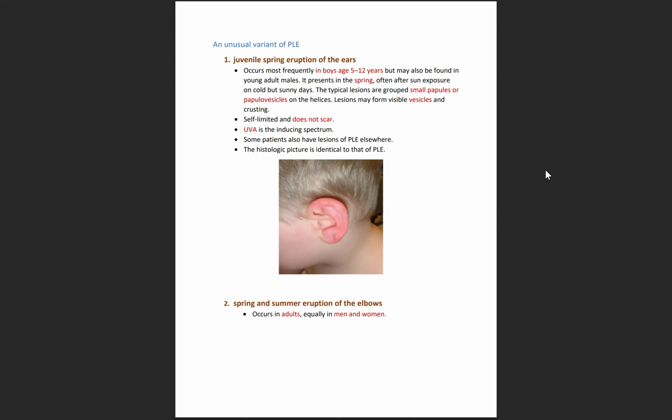UVA is the inducing spectrum. Some patients also have lesions of polymorphous light eruption elsewhere. The histological picture is identical to that of polymorphous light eruption. عندنا نوع ثاني اللي هو spring and summer eruption of the elbows occur in adults equally in men and women.